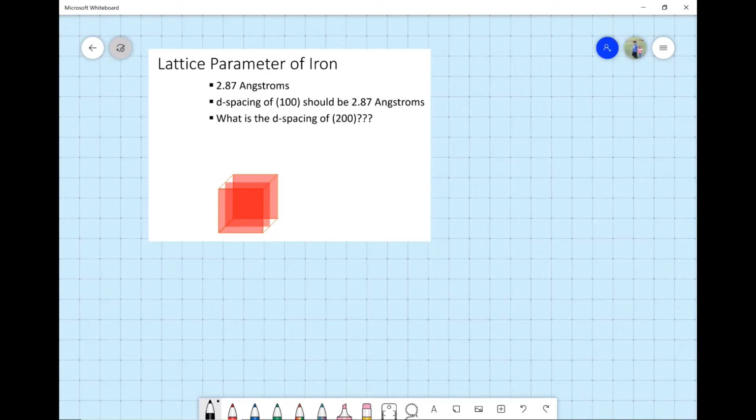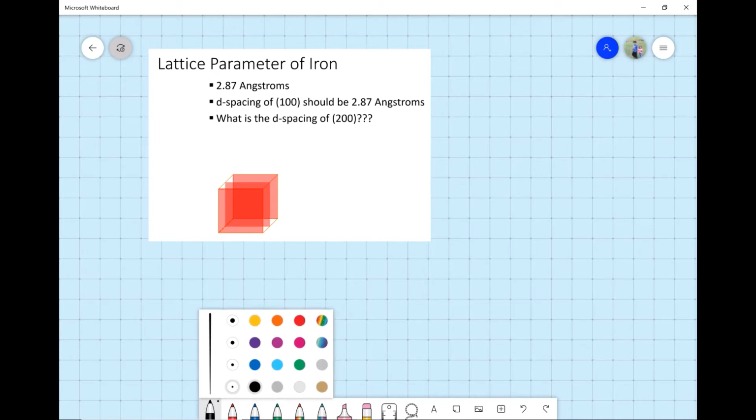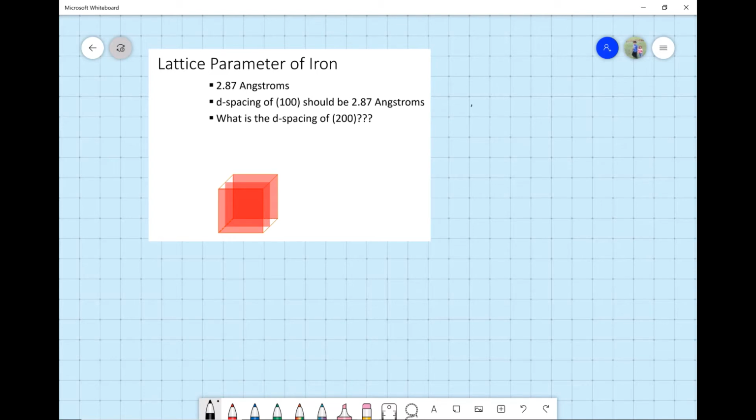So dealing with d-spacing and lattice parameter and that type of relationship, we have our series of equations, and they get more complex for anything that isn't cubic. But in this case, we're dealing with iron, which is BCC, so it falls in the cubic system, so we can use the equations for a cubic crystal structure. Lattice parameter of iron, A, is 2.87 angstroms.